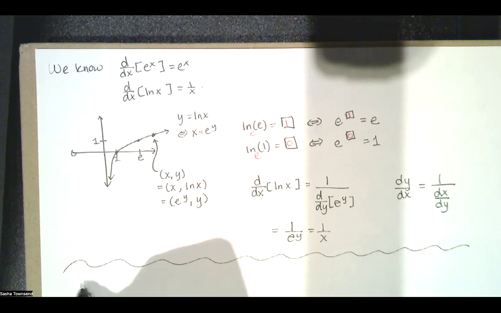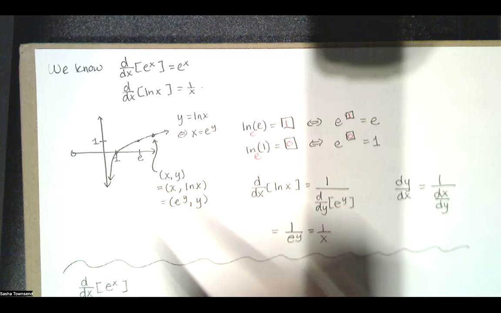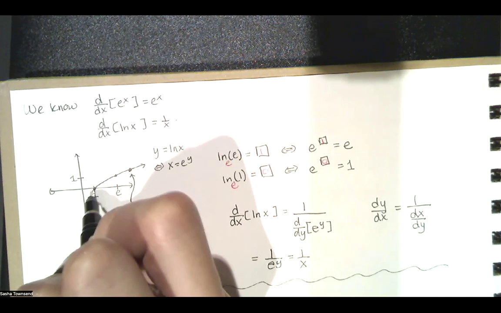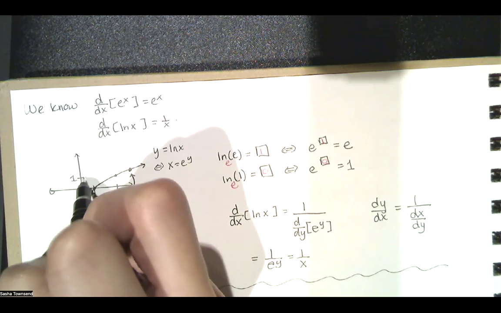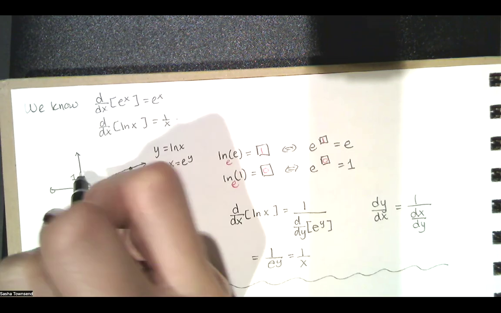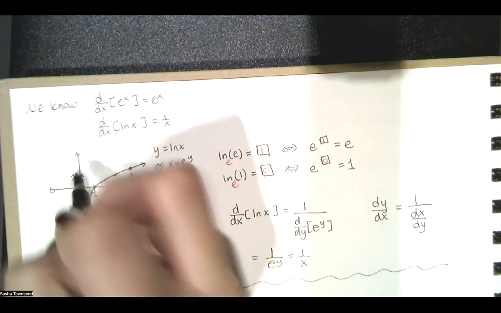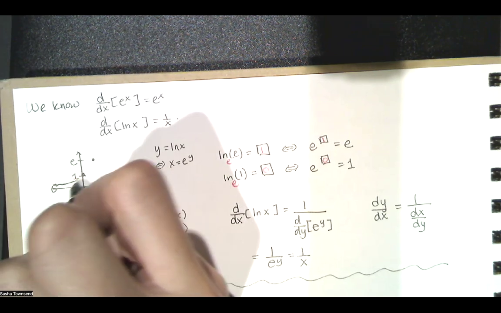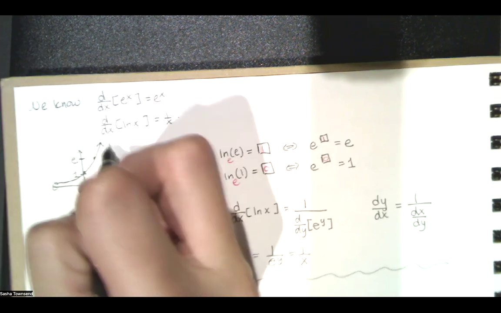I guess we could have gone the other way as well. Well, what's the derivative with respect to x of e to the x? Instead of looking at this graph, we could have looked at this graph. When x is equal to 0, y is equal to 1 on the graph of e to the x. And when x is equal to 1, y is equal to e on the graph of e to the x. So my graph for e to the x looks like this.